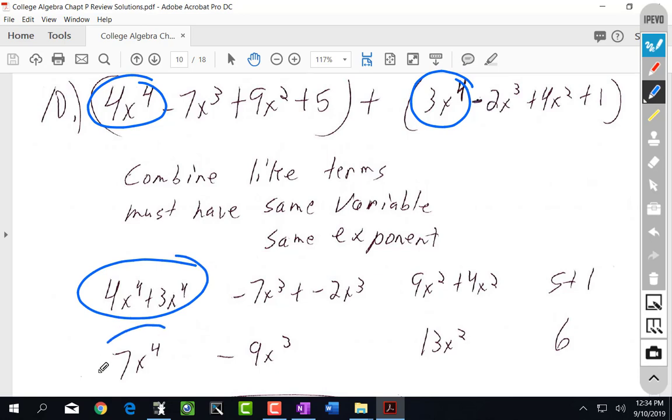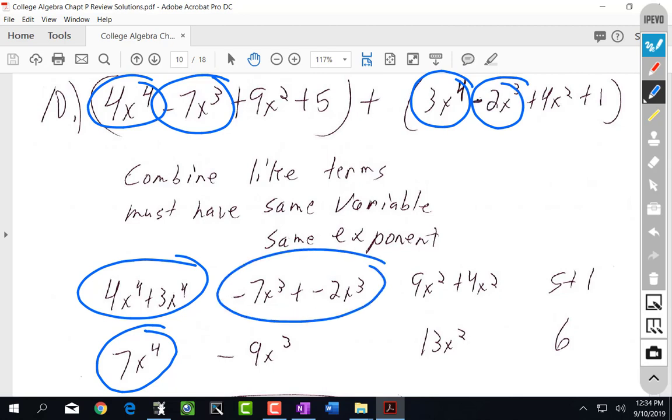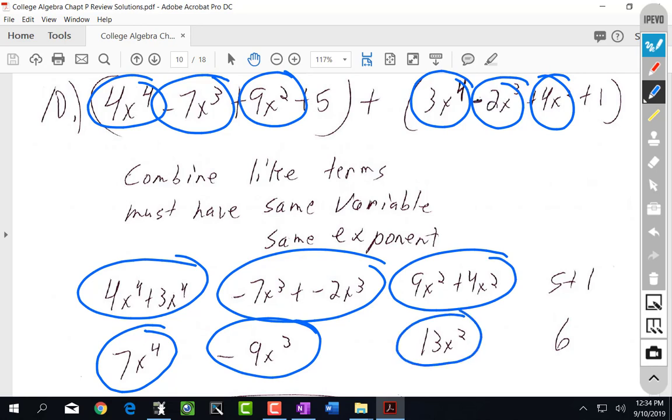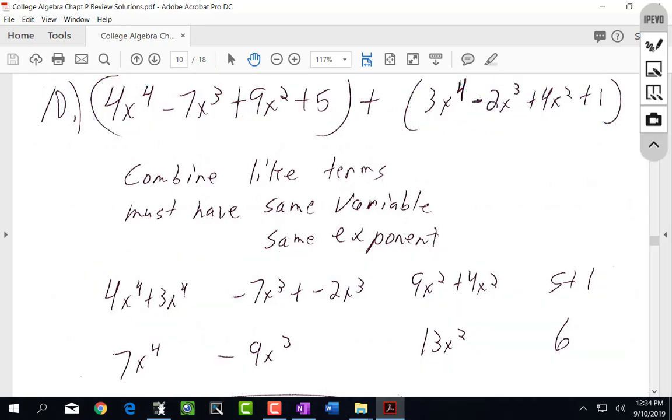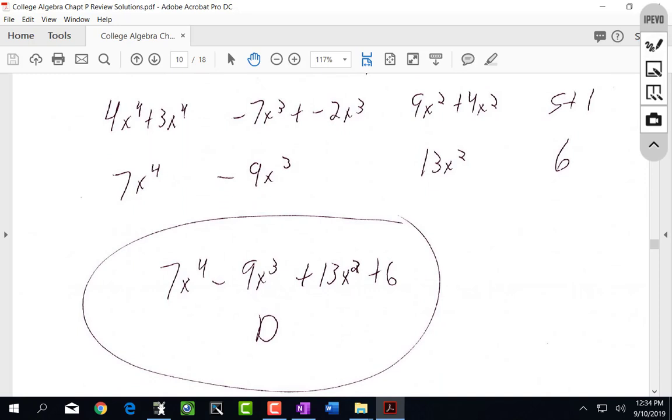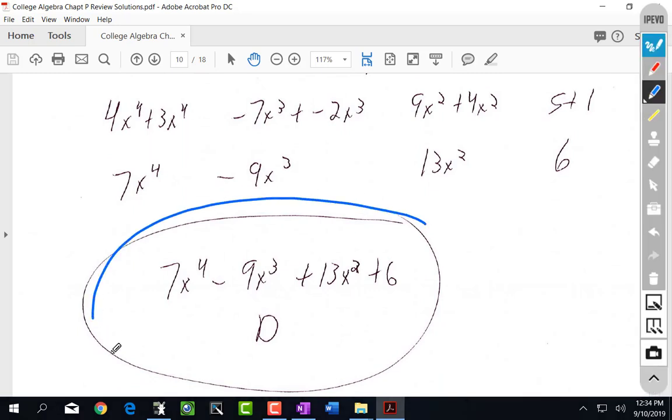So our like terms: I notice in my first term, 4x to the fourth and 3x to the fourth, those are like. So I add those together, I get 7x to the fourth. I've got negative 7x cubed and negative 2x cubed, those are alike. Add those together, negative 7 plus negative 2 is going to be negative 9x cubed. I've got 9x squared plus 4x squared, those are like. So I add those together, I get 13x squared. I've got 5 and 1 as like terms, so I get the answer of 6. So those are my like terms combined together. So my answer is going to be 7x to the fourth minus 9x cubed plus 13x squared plus 6. That answer is D.